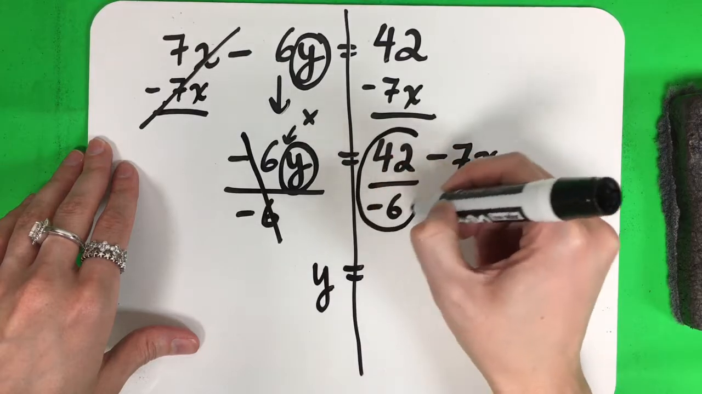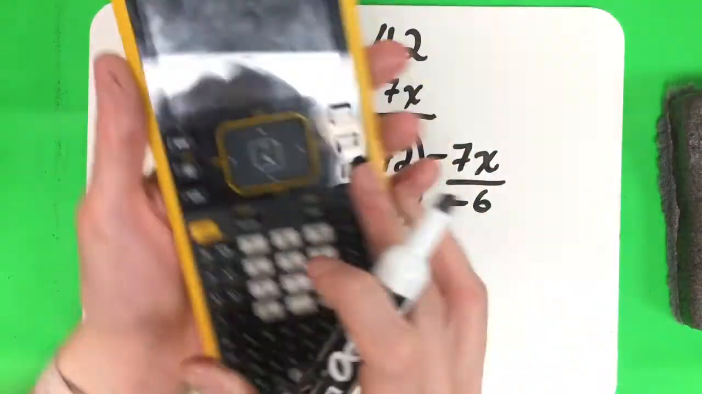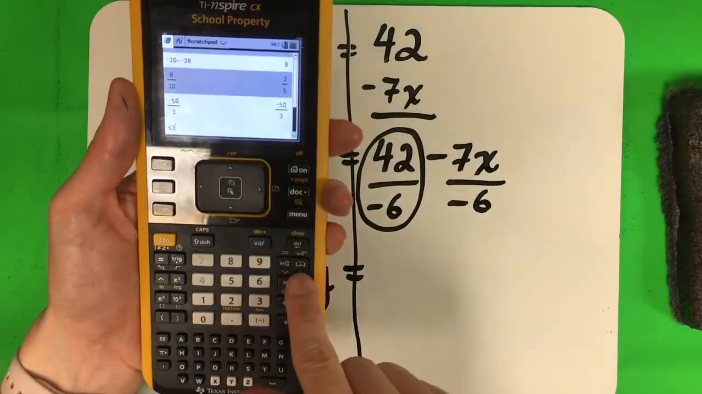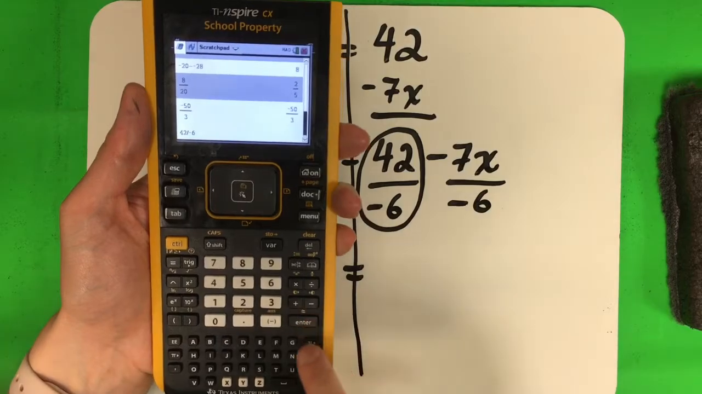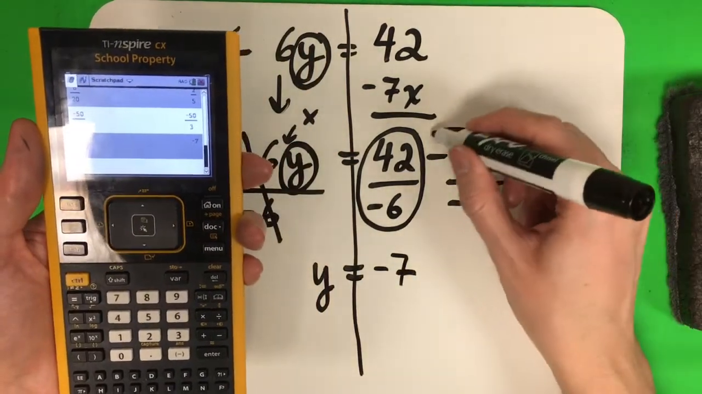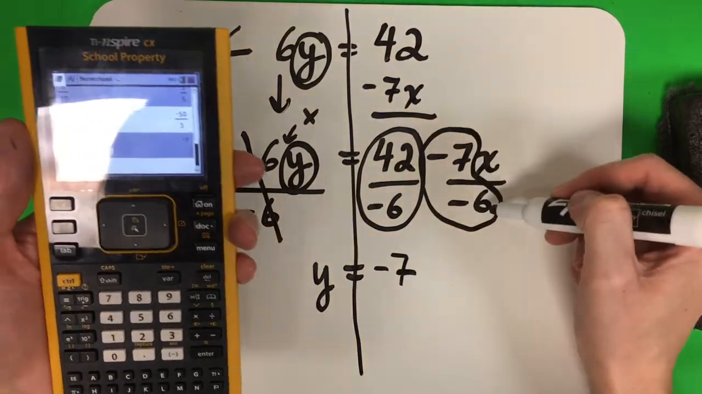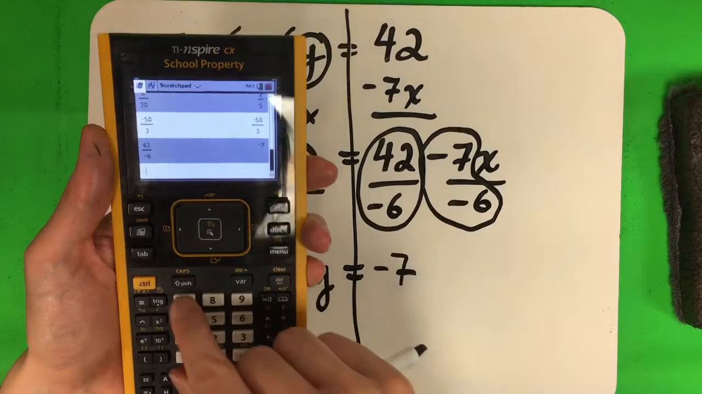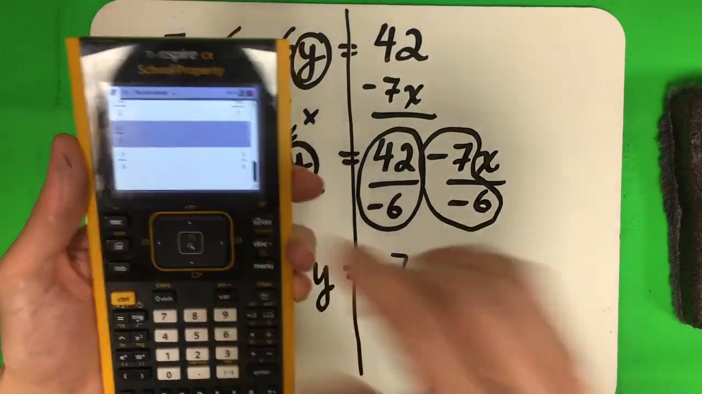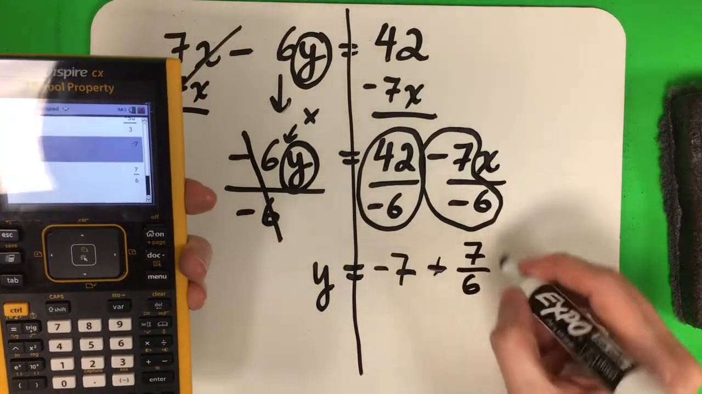We're going to put in the calculator 42 divided by negative 6. I got negative 7. Now in the calculator, you're going to put negative 7 divided by negative 6. It's positive 7/6, so positive 7/6. Copy x.